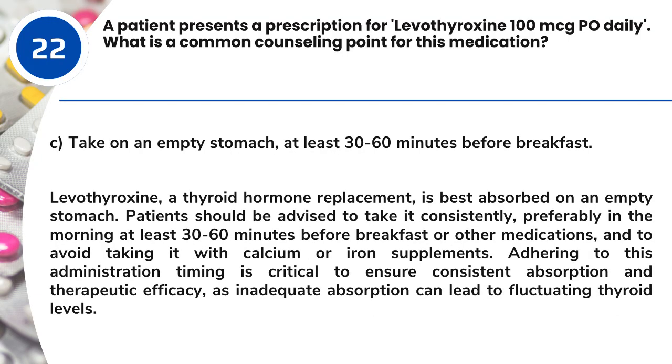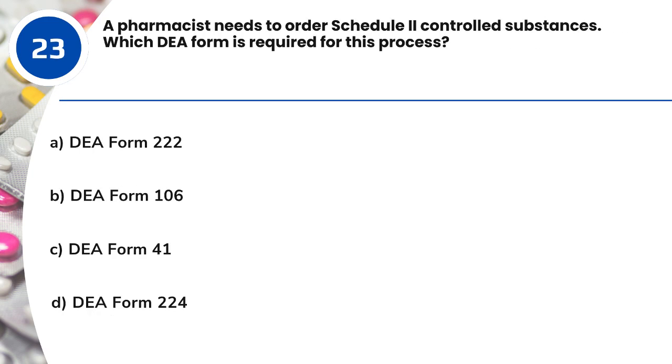Answer C. Take on an empty stomach at least 30 to 60 minutes before breakfast. Levothyroxine, a thyroid hormone replacement, is best absorbed on an empty stomach. Patients should be advised to take it consistently, preferably in the morning at least 30 to 60 minutes before breakfast or other medications, and to avoid taking it with calcium or iron supplements. Adhering to this administration timing is critical to ensure consistent absorption and therapeutic efficacy, as inadequate absorption can lead to fluctuating thyroid levels.